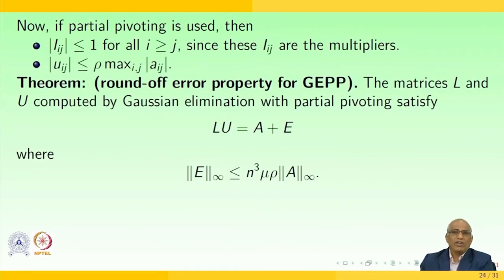Now, if the partial pivoting property is used, then I will have mod of Lij is less than or equal to 1 for all i greater than or equal to j, since the Lj are the multipliers. And similarly, the upper triangular matrix Uij is less than or equal to rho times the maximum of Aij.